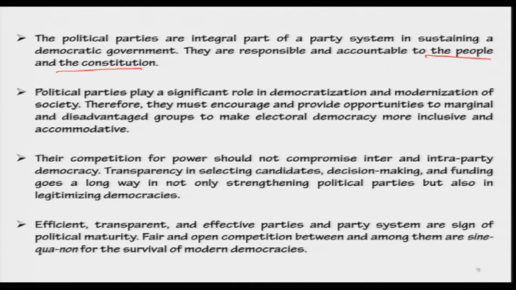The competition for power among the political parties requires that they should not compromise with the inter and intra-party democracy. The transparency in selecting candidates, decision making and funding goes a long way in not only strengthening the political parties, but also in legitimizing the democracy. So, the maturity or the effectiveness of democracy depends on the way political parties operate, and if there is transparency in the selection of candidates, decision making or funding, then the health of democracy is more effective, more mature, more efficient.